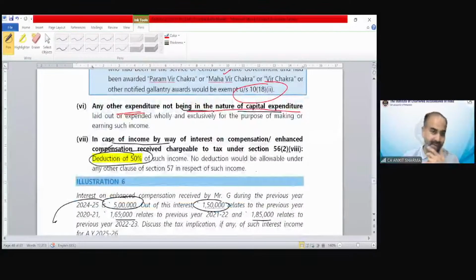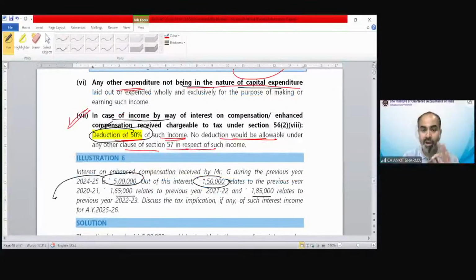Point number 7, we have gone through with this point, that is interest on compensation, original or enhanced compensation. So deduction of 50% on such income, no deduction would be allowed under any other clause of section 57 in respect of such income. These all illustrations we will solve together in our next session. The homework I have given you in the deemed dividend case, or the homework I have asked you to do to go through with certain provisions, the definition of relative, etc. Please follow that.